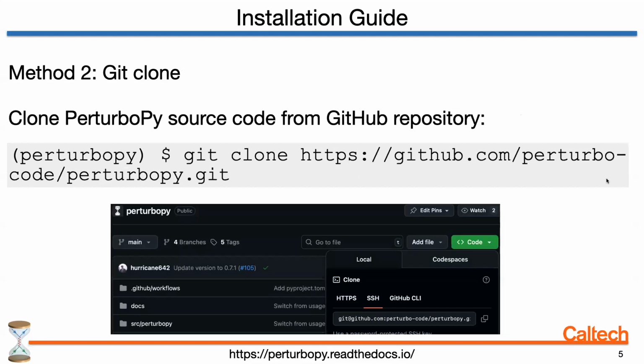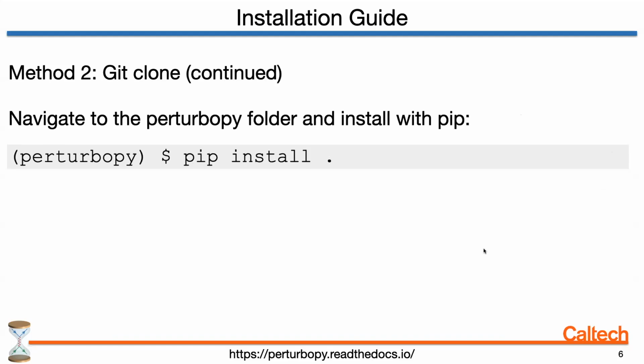The second method is cloning the GitHub repository. We would go to PerturboPy, which is a public GitHub repo, and go to the green code button on the website, and just type git clone and the URL, or you could download the zip file. That's another way you could install it. Then you would navigate to the folder that you just cloned and install it with pip: pip install dot, assuming you're inside that folder. And you've installed PerturboPy.